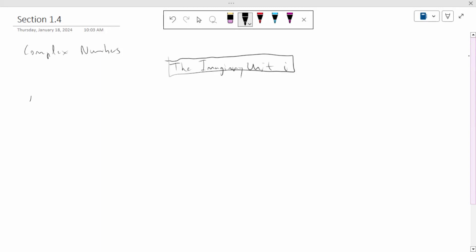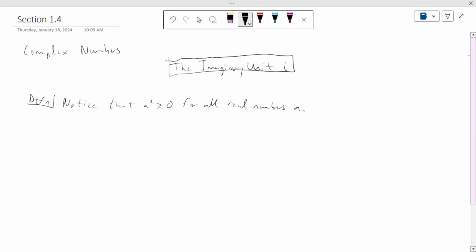So I'm going to call this thing a definition. And it's also kind of like a note or a remark as well. Notice that a squared is greater than or equal to 0 for all real numbers a.